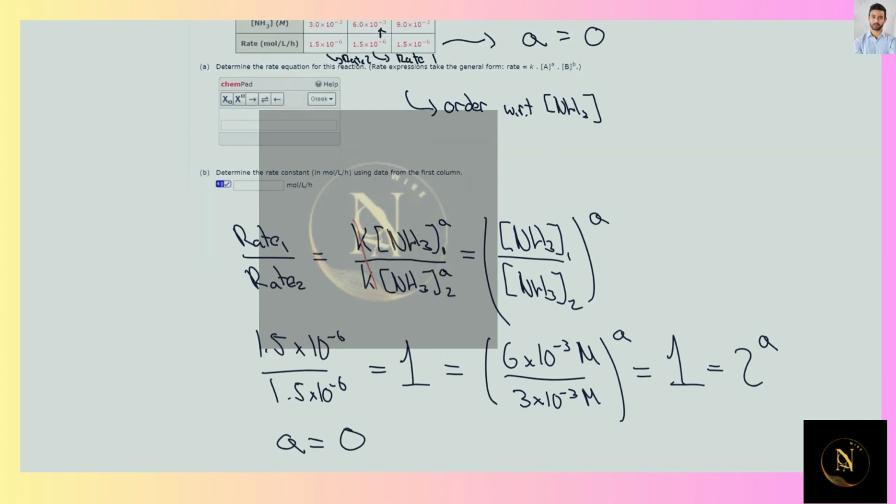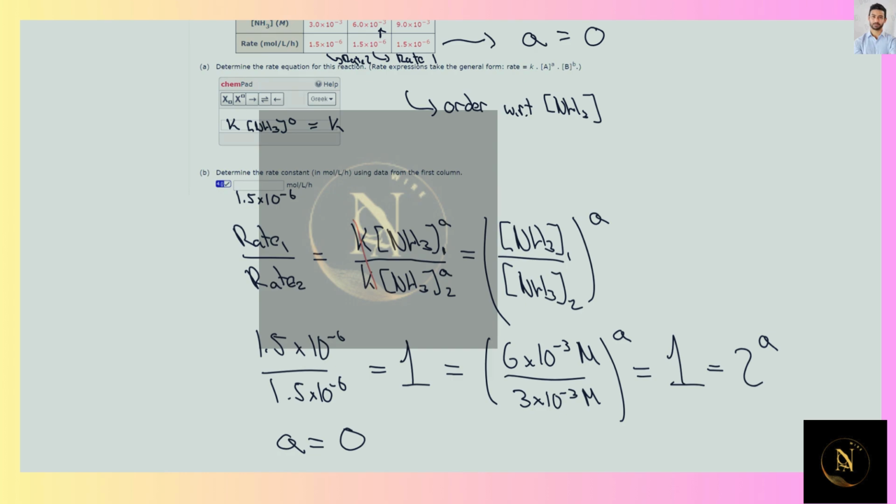So the rate law that we're going to have is going to be equal to K times concentration of NH3 to the 0, which is directly K. It's going to stay constant. So now determine the rate constant in mole per liter per hour using data from the first column. So we already know that the rate is going to stay constant, so the result is directly 1.5 times 10 to the minus 6.